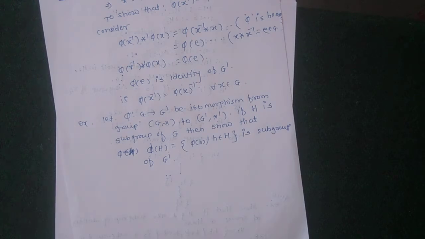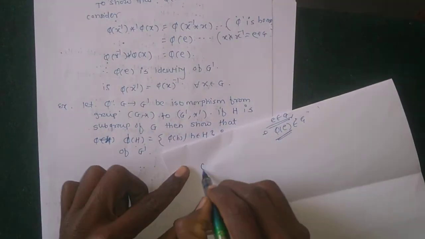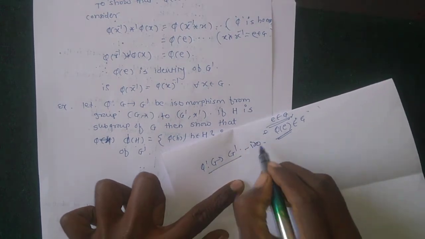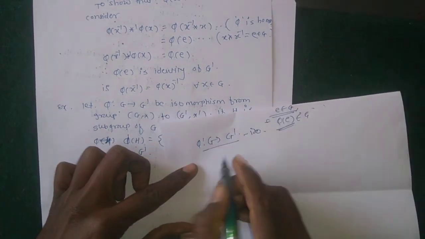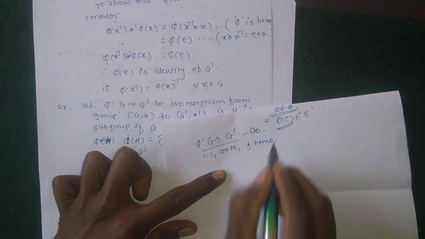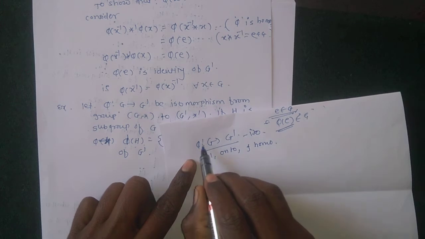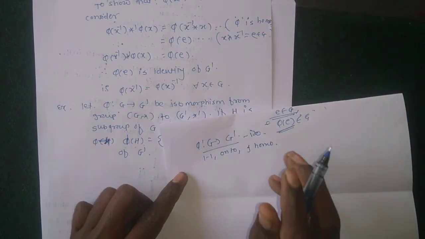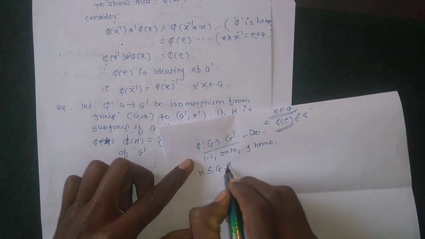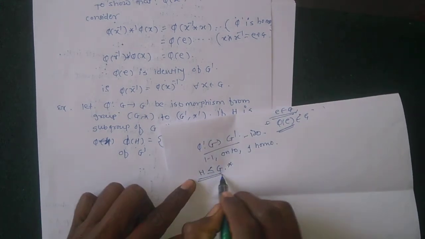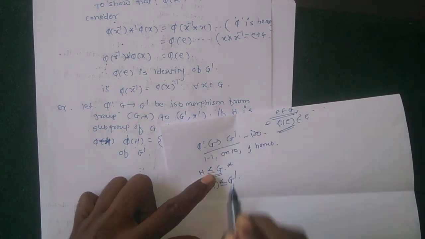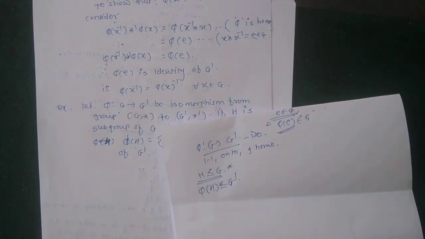What is to be shown here? Given that the function phi from G to G dash is an isomorphism, which means one-one, onto and homomorphism. Again, given that H is a subgroup of G with respect to the binary operation star. And to show that phi of H is a subgroup of G dash.